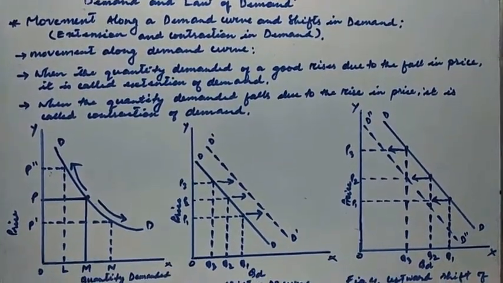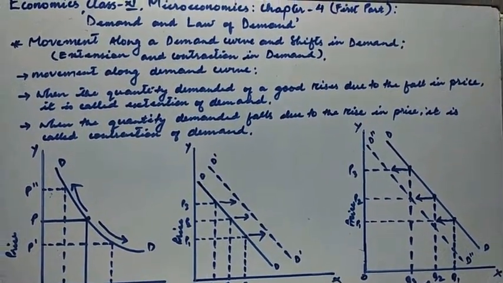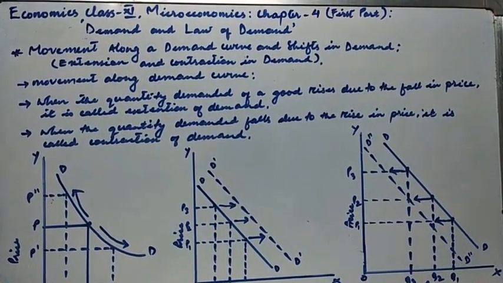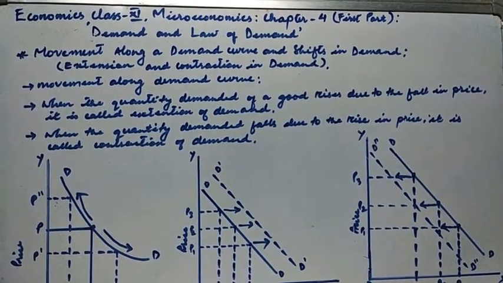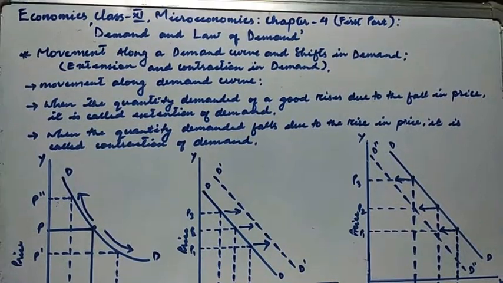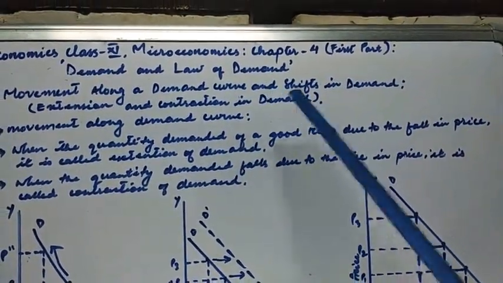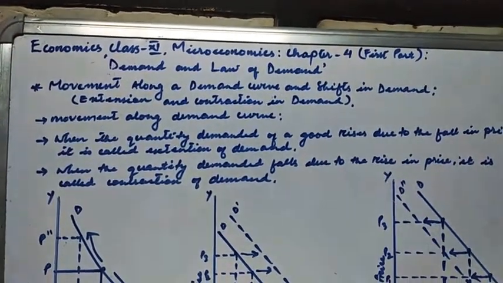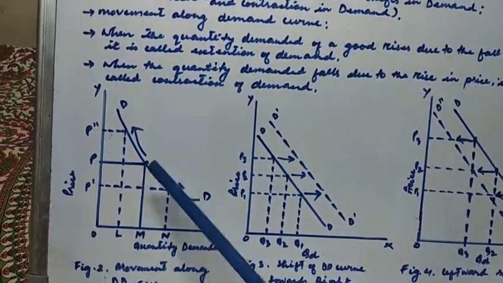So we will see a situation of a shift of the demand curve. A shift in the demand curve can be of two types, that is, extension of the demand curve and contraction of the demand curve. So we shall see in detail movement along a demand curve and also shift in the demand curve. Movement along the demand curve is represented in this figure 2.